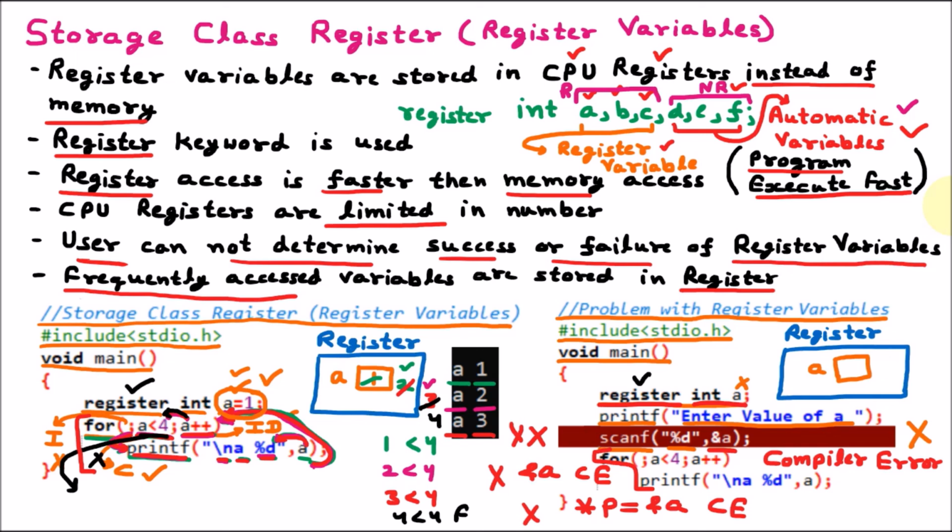There is also a disadvantage of the register storage class or register variable: we cannot access their address because they don't have addresses. So something like the scanf statement is not possible. If you want to store the address of a register variable into some pointer, that is also not possible. So their address cannot be accessed. That is all about the storage class register or the register variable.